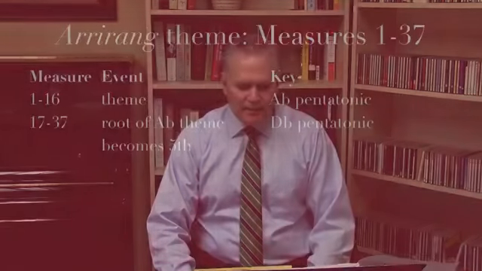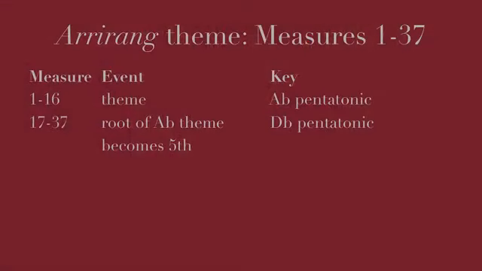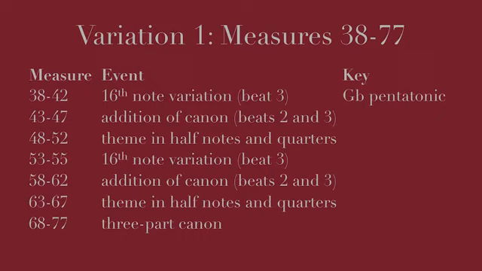At measure 17, the root A flat becomes the 5th of the D flat pentatonic scale, as the composer sets the tune in the D flat pentatonic key through the rest of the theme. Variation 1 begins in pentatonic G flat and uses both 2-part canon and 3-part canon throughout.